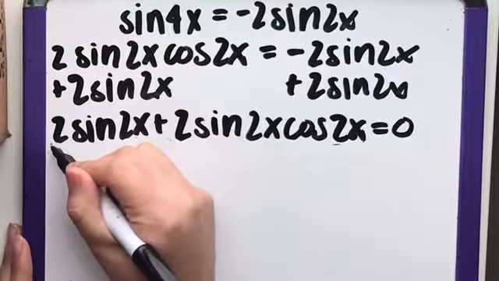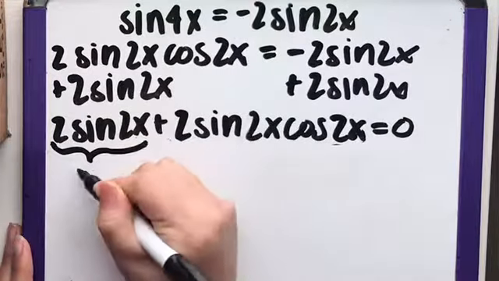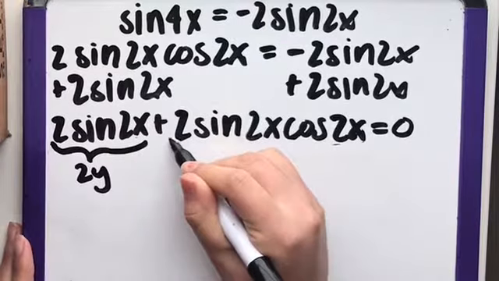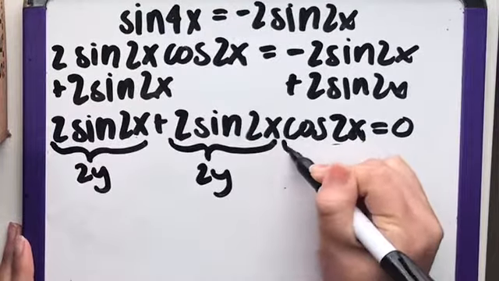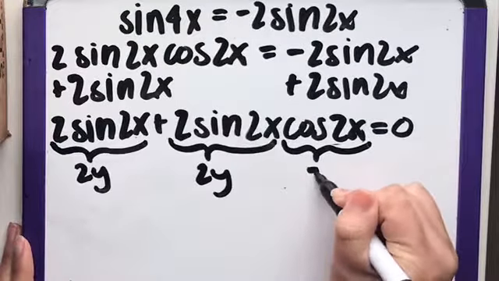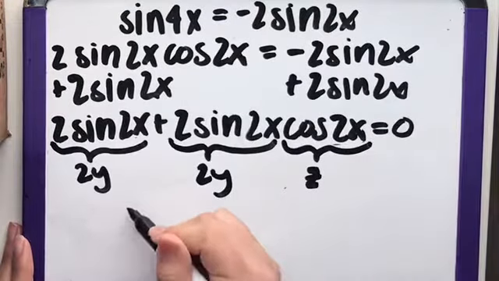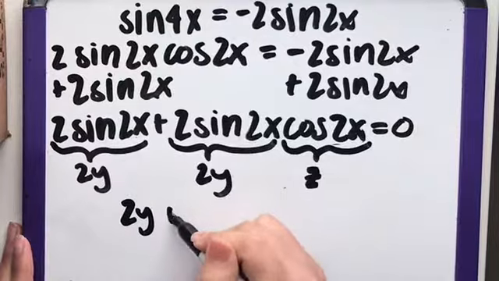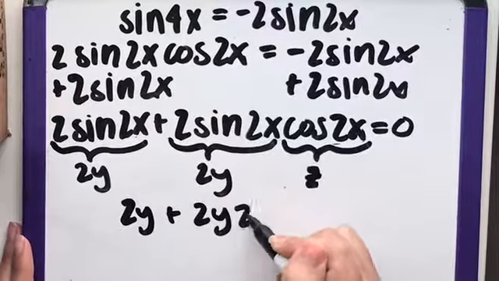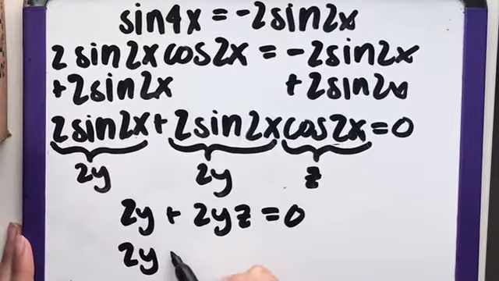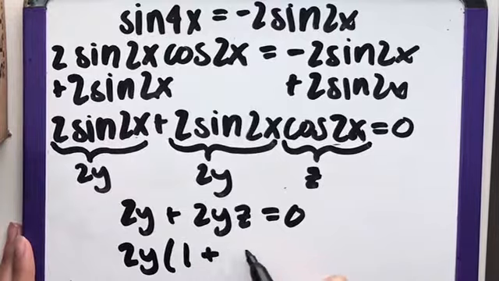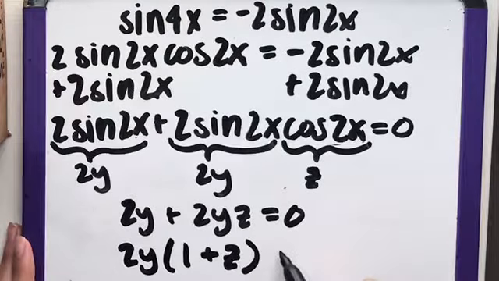Notice the equation is starting to look like an algebra equation, where 2 times sine 2x could represent 2y, plus 2 times sine 2x could also represent 2y, and cosine 2x could represent z. If we use these variables to compare this trigonometric equation with an algebraic equation, we would have 2y plus 2yz equals 0, where we can factor out 2y and have 2y times the quantity of 1 plus z equals 0.